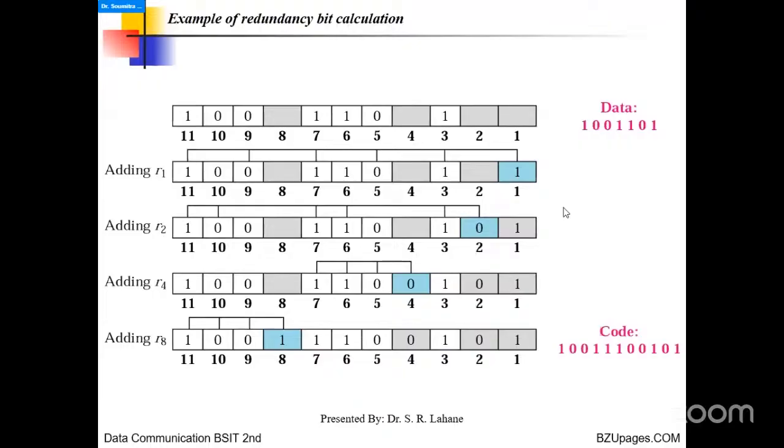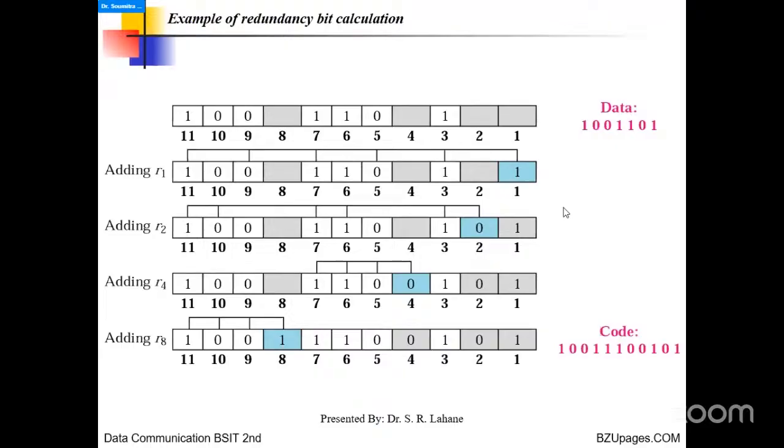So in this way, we have decided the R1 parity, R2 parity, R4 parity, and R8 parity. And at the bottom layer, we have generated this code, that is 10011110101. That is the generated code by using the redundant bits for even parity. Then pass that code over the communication channel.